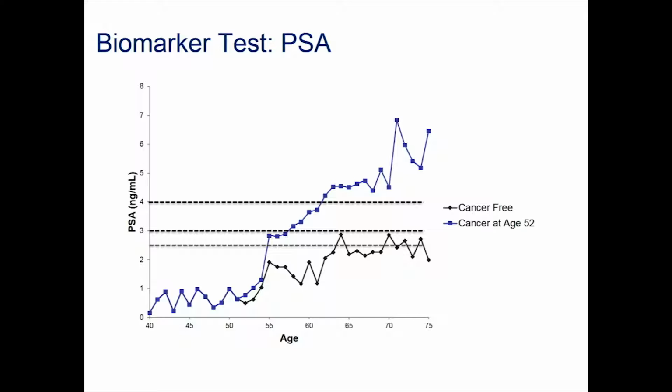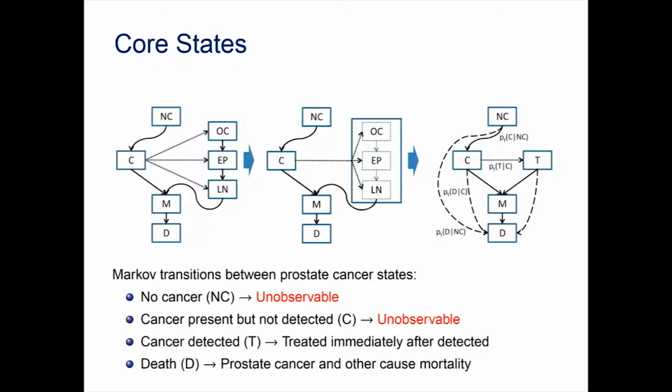And it's a major procedure, and so that harm has created huge national debate, still raging, about whether you should even use PSA at all. So in terms of this model, we have core states. This is the simplest possible model, where we have a binary model: the patient doesn't have cancer, or they do have cancer.